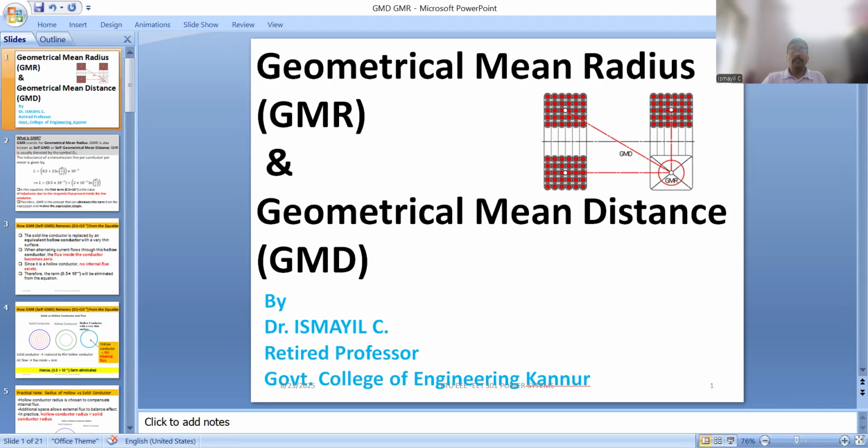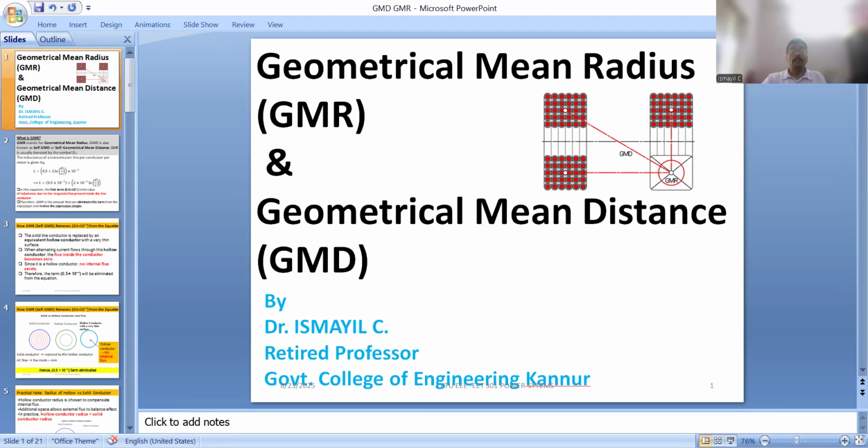So we will see what the GMD, or the equivalent equilateral spacing, is in both cases. In both cases, GMD is the cube root of the product of distances between the conductors. How does the cube root come? Here there will be three conductors, so we have three distances. So the GMD is the geometrical mean distance. What is meant by geometrical mean distance? That is the cube root of the product of these three distances.